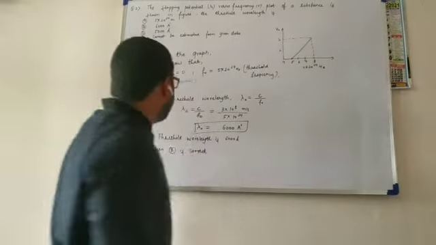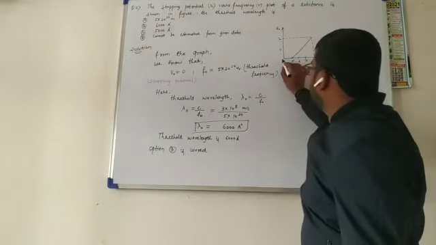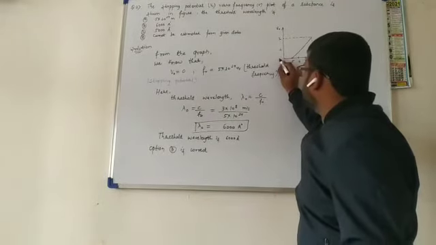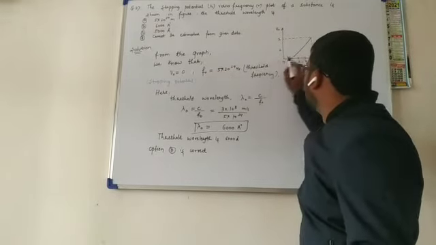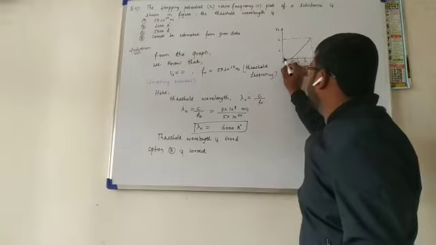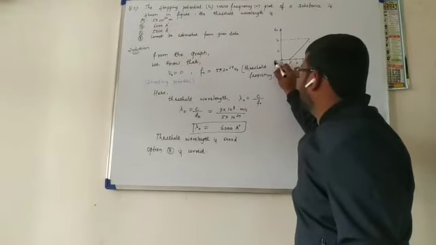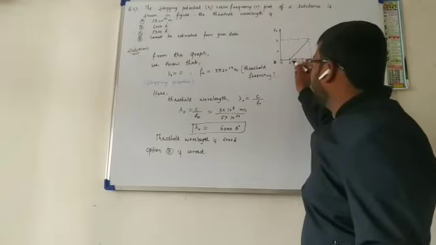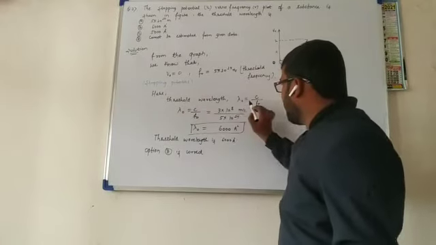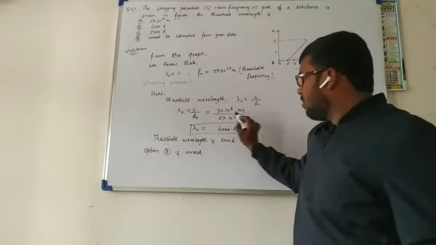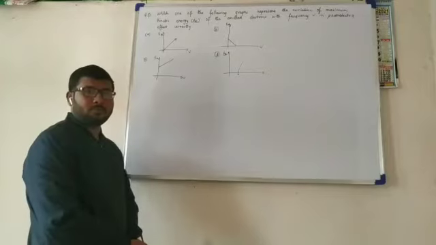So as I told in the beginning, if V naught is 0, then the threshold frequency F naught is 5 into 10 to the power 14 hertz, because this is the zero stopping potential. So the value is 5 into 10 to the power 14. By putting it in the formula lambda naught equals C upon F naught, we get this answer. So option B is correct for this part.